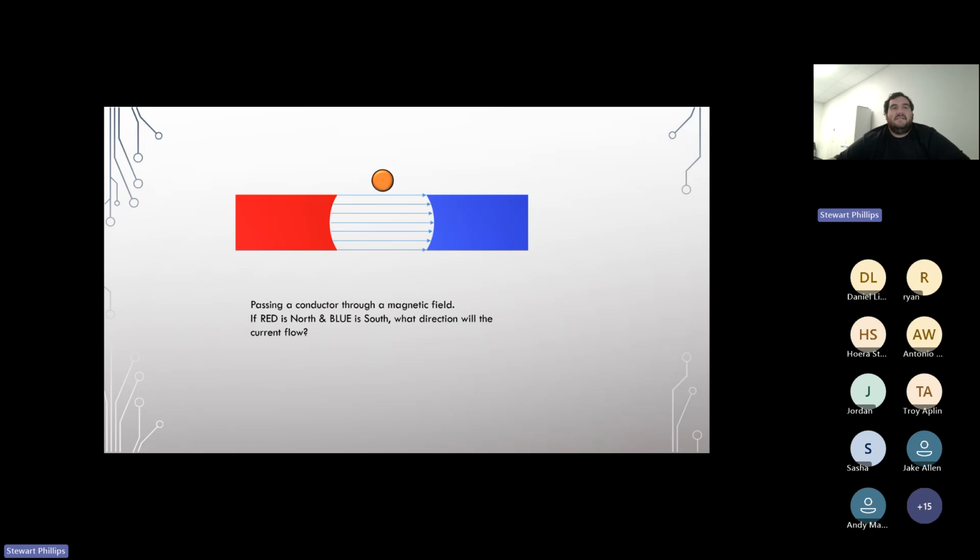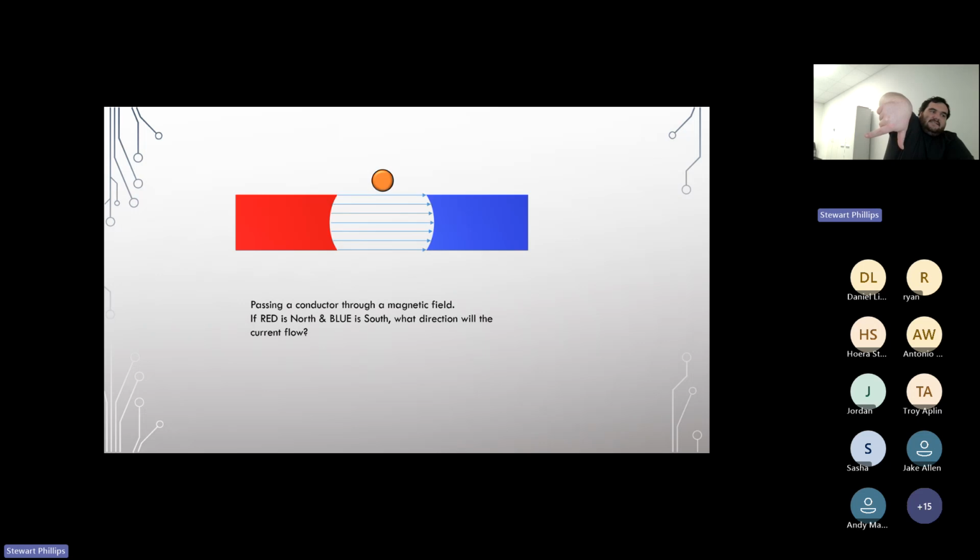So if we were to use the generator rule, because we're passing a conductor through a magnetic field, the first thing we do is take our index finger and point it in the direction of the magnetic field. And because the conductor is moving down, we kind of need to invert our thumb, and then our index finger will be pointing towards us. Okay, so the on-screen picture is actually wrong. The current would be flowing towards us.